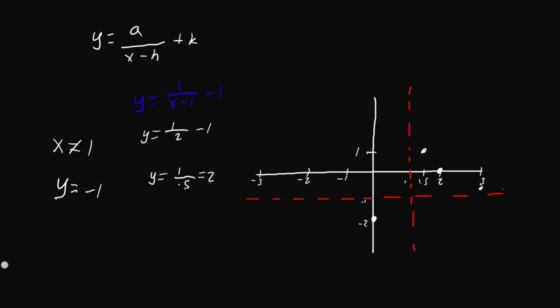So we can see that our graph is going to look something like this. And from here, we could just basically make a rough sketch. It'll look something like this. So that's how we graph the rational function.